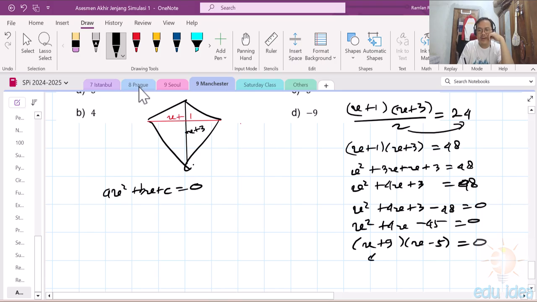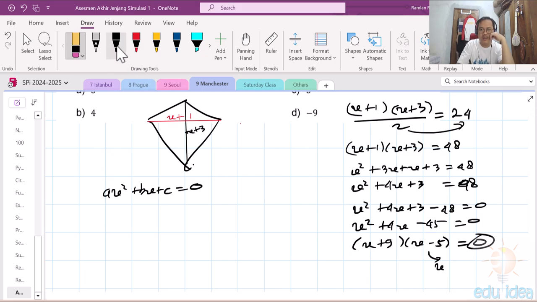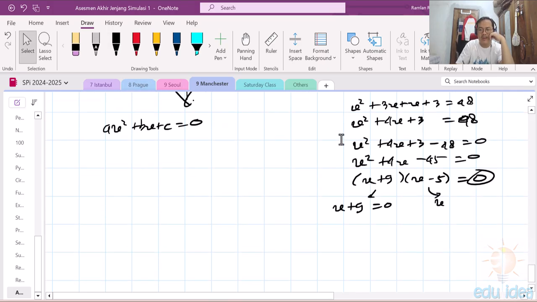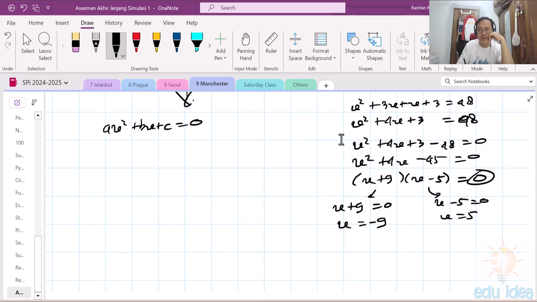So x here will become -9, because we know that if this is 0, then the thing inside the bracket should also be 0. I'm actually going to rewrite everything, okay, so that you can follow what really happened. So x plus 9 equals 0, right? So x equals -9, because we subtract both sides by 9. This is the same thing: x minus 5 equals 0, so x will be equal to 5. So we have two values of x.